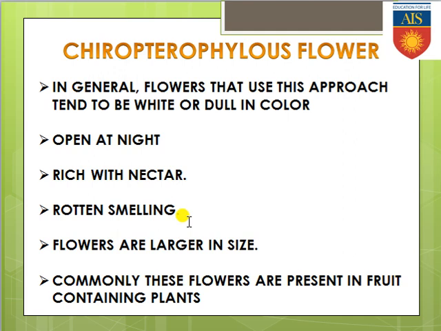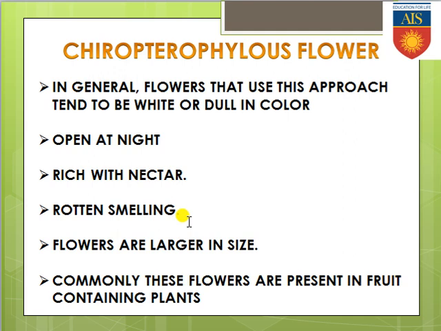Open at night. Already I have told you they blossom during the night time, because the bats are only available at night. They are actually roaming here and there during the night. Rich with nectar. Obviously those flowers should contain a huge quantity of nectar, so that the bats can eat that nectar and accidentally the pollen grains can get transferred by them.